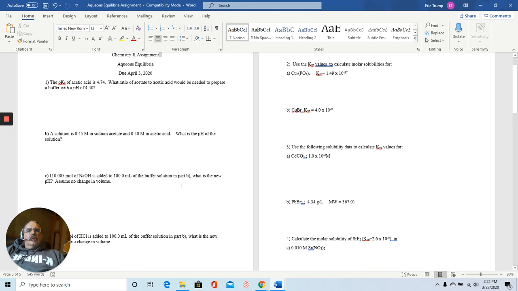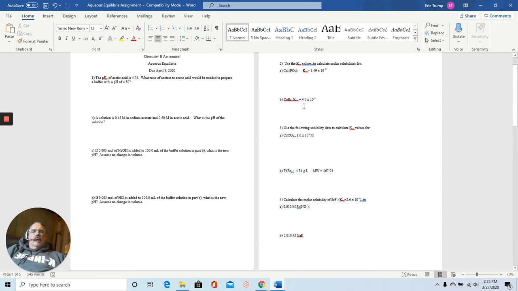If we go to the second page here, use KSP values to calculate molar solubilities for copper 2 phosphate. I've given you the KSP value, copper 1 bromide. And then question number 3, we're going the other direction. I'm giving you the solubility, and then you would calculate the KSP. Question number 4 deals with the common ion effect.